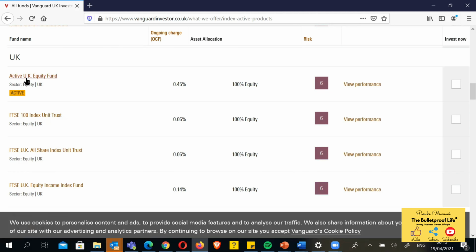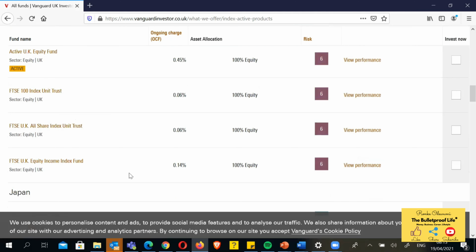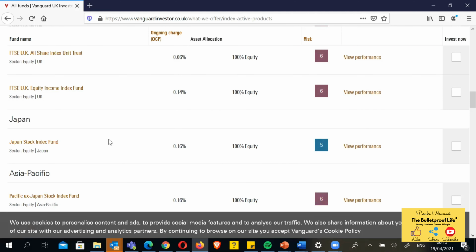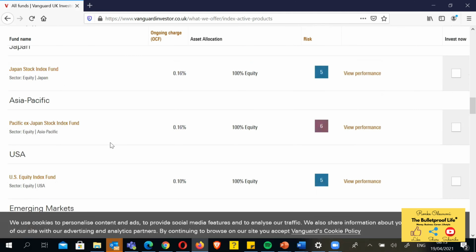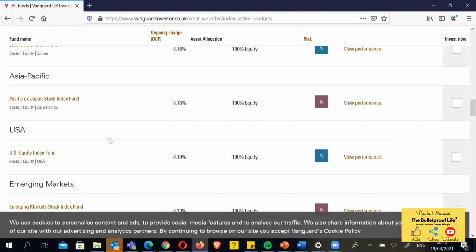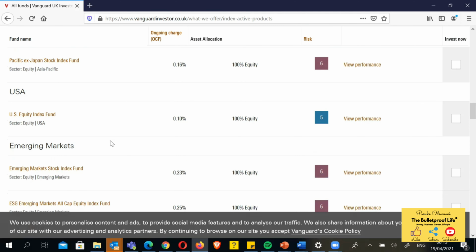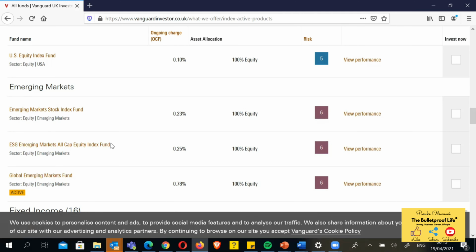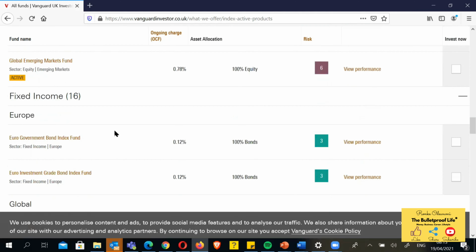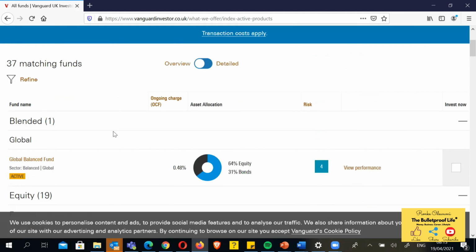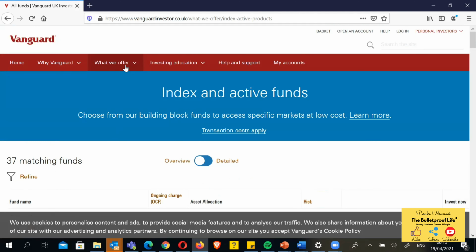So they've got the active fund, which, as you can see, has a higher fee of 0.45 as compared to the index funds, which have lower fees because they are not actively managed. They are passively managed. That's one thing you need to be aware of. Index funds are usually passively managed because they're tracking a particular index, so they tend to have lower fees as compared to active funds. So that is what you have here under this list of index and active funds.